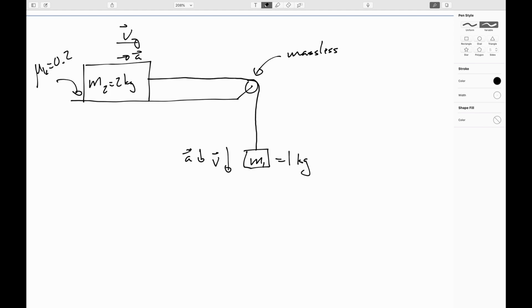The magnitudes have to be the same because if they weren't, the string would stretch, and we're assuming the string is done stretching. So with that, I'd like to find out what is the magnitude of each of my blocks' acceleration.